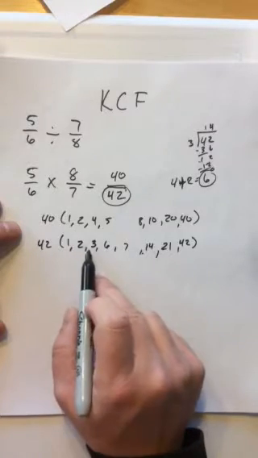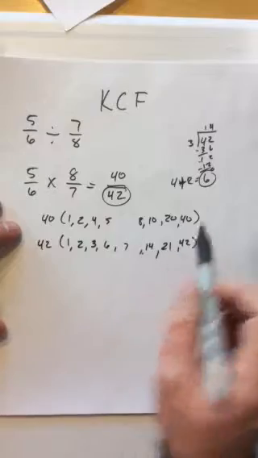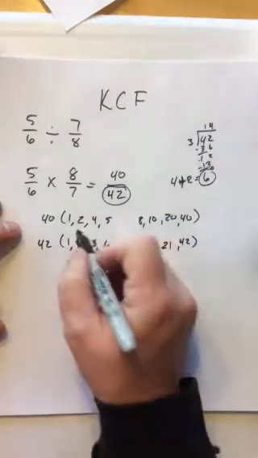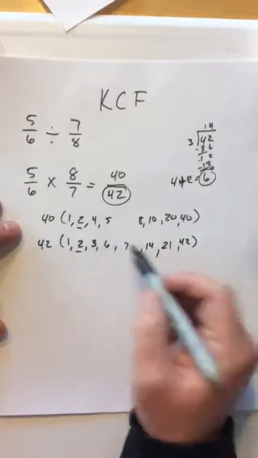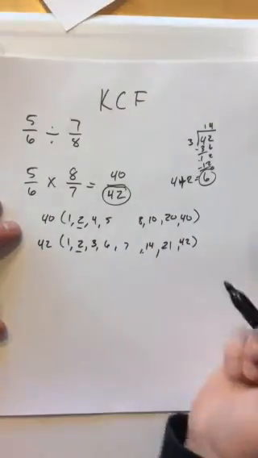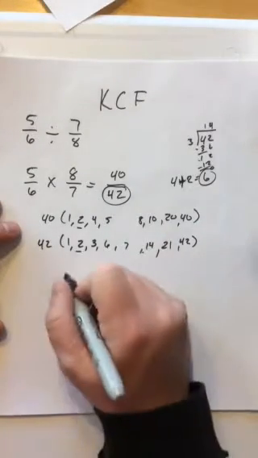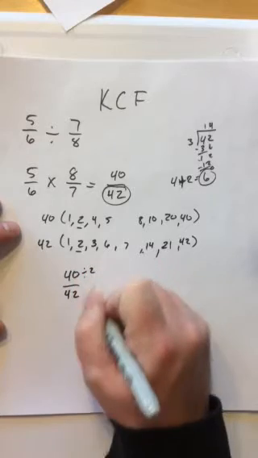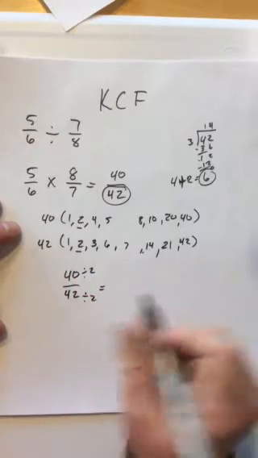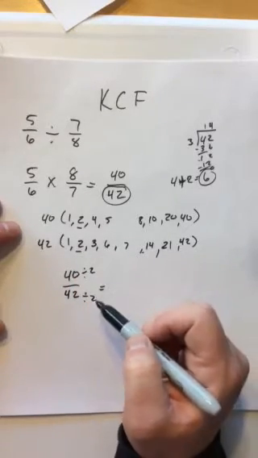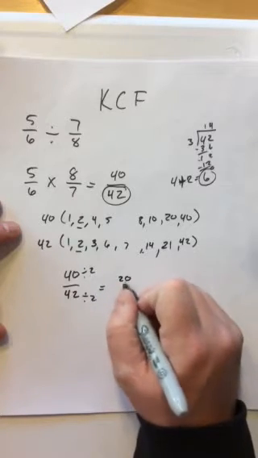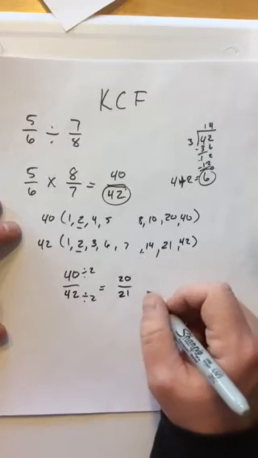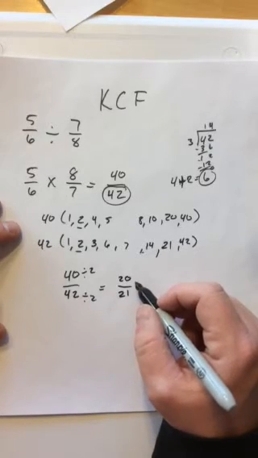Now, we're going to go through and look for the greatest number that both of these share as factors. In this case, I have 2. There's no 3 and 4, 5, 6, 7, 8, 14. It looks like 2 is actually going to be our best. So we're going to take our 40 over 42, and we're going to divide our top and bottom by 2 because it's the largest factor that they share in common. And you're going to come out with 20 over 21. And that is going to be simplified, or in its simplest form.